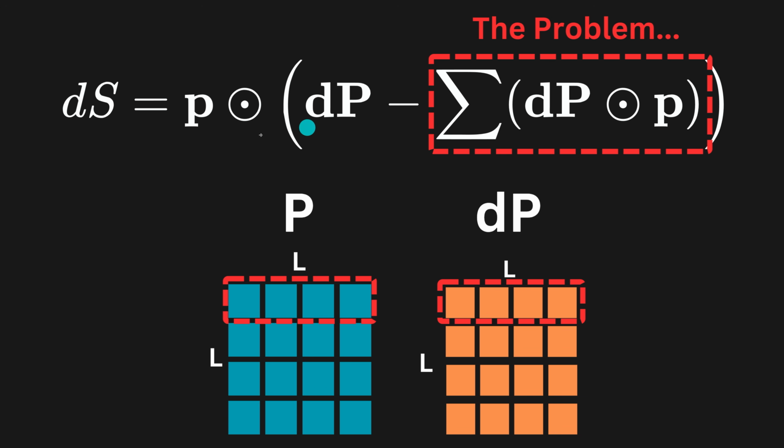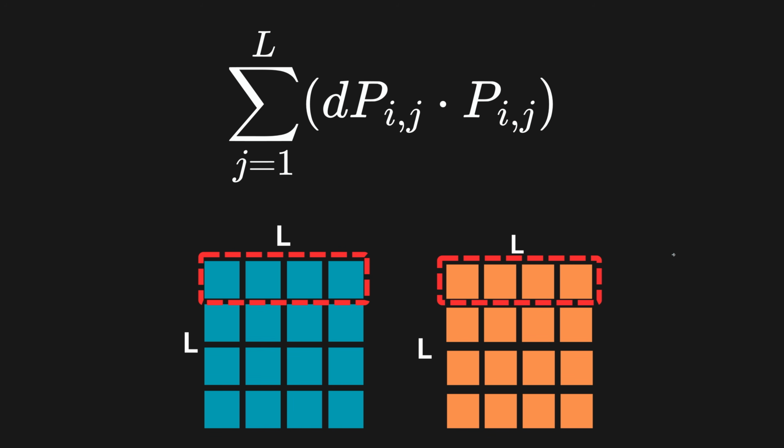The problem is not P and DP, it's rather this dot product. Because if I want the dot product of DP and its corresponding probabilities, that means I need all of P and all of DP. And this is, once again, a problem. Just like before, we need the entire row for me to do the dot product. So is there another way to do this? And there is. So let's think about it this way.